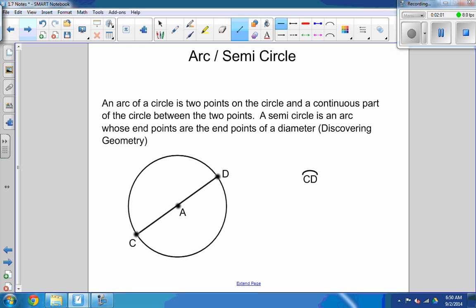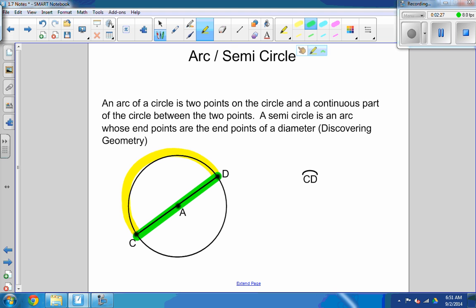An arc and the semicircle. An arc of a circle is 2 points on the circle and a continuous part of the circle between those 2 points. In other words, this is an arc. A semicircle is an arc whose endpoints are the endpoints of a diameter. So you can see this is the diameter, and what we already highlighted is the semicircle. Now, the way an arc is written, you notice here that it doesn't have a solid line above it, it has a curved line above it. So it's arc CD.